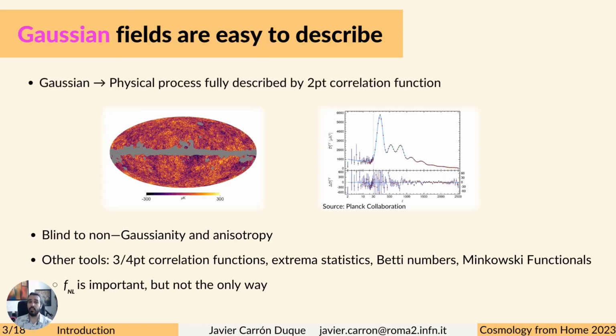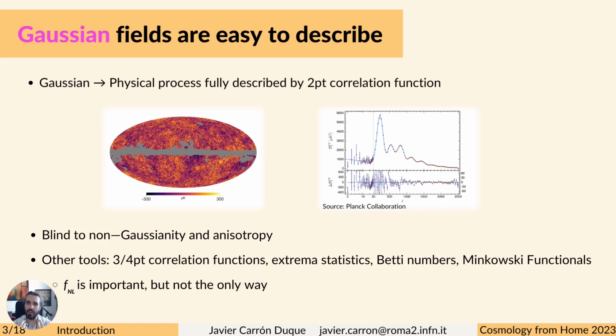So let's start with Gaussian fields. We know that Gaussian fields are easy to describe. If we have a physical process that produces an observable Gaussian field, the process is described by the two-point correlation function. So essentially everything there is to know, we can obtain with the two-point correlation function, or the angular power spectra in the case of the CMB. What happens if we apply this tool, the two-point correlation function, to a field that is not Gaussian? Well, nothing really. The two-point correlation function is blind to non-Gaussianity and anisotropies.